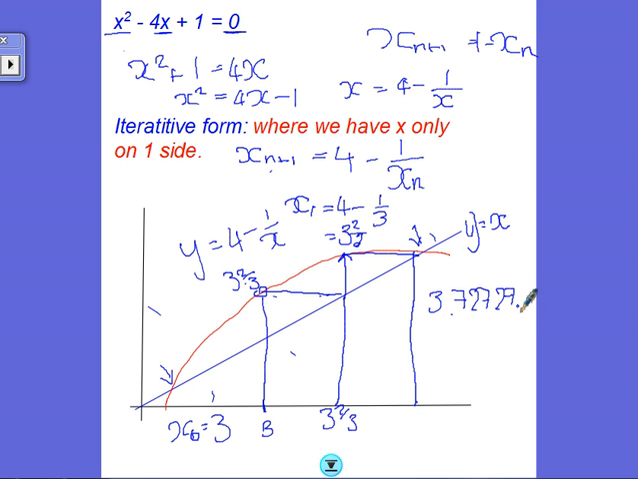How do we know when we should stop? Exactly. How do we know when we should stop doing iterations? Do you think? Well, obviously, the more iterations you do, the more accurate you're going to be able to predict what that root is.